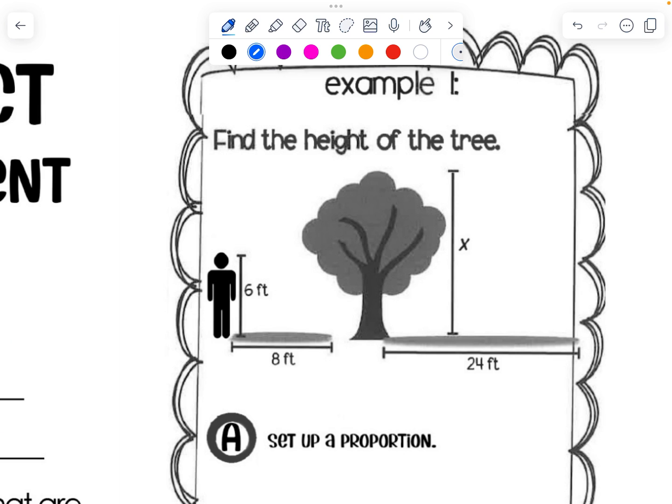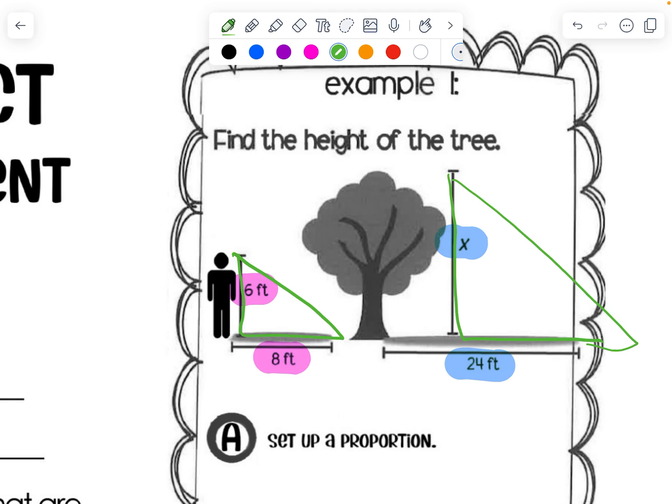So example number 1 says to find the height of the tree, and they tell us that this person is 6 feet tall and has a shadow of 8 feet, and that the tree has a shadow of 24, but we don't know the height. So when we say that we're using the properties of similar triangles, we're imagining that this is a triangle, and we're going to be comparing the legs of those triangles in a proportion.